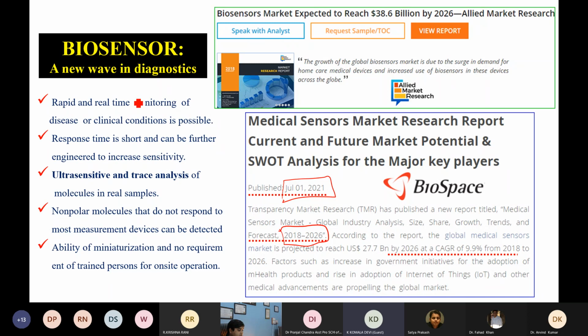So in this case, you can see there's real-time monitoring, ultra-sensitive detection, non-polar detection, and the ability of miniaturization. These are the key points which are very important. And not only this, you can see Allied Market Research also says these kinds of things. So eventually the point is that the sensor system is very important, not only in agriculture, but in every field where there is a target molecule.